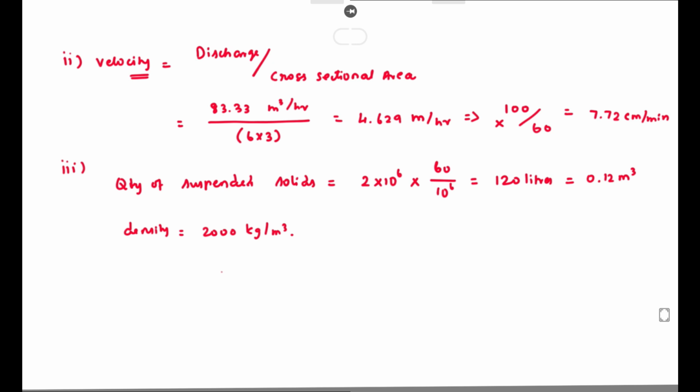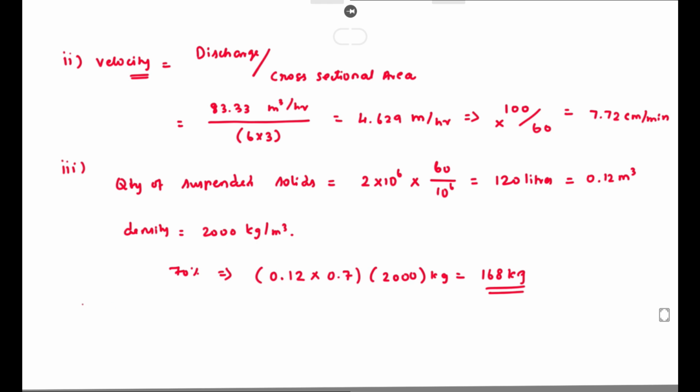Now the mass of suspended solids, with 70% removal given. The quantity of suspended solids is 0.12 into 0.7, that is 70% removal, into the density 2000 kg per meter cube, which is equal to 168 kg. So the quantity of suspended solids is 168 kg.